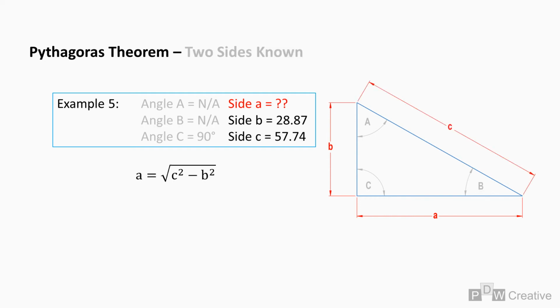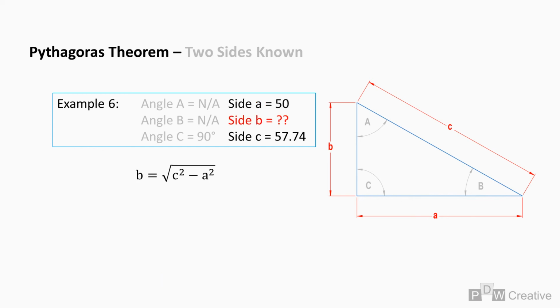In example 5, there are occasions when only sides are known. Here, none of the Sohcahtoa principles are appropriate, but for right-angled triangles, the sides can be used to calculate one another. Side A is calculable by the square root of side C squared minus side B squared. Side A equaling the square root of 57.74 squared minus 28.87 squared. Side A equals 50.